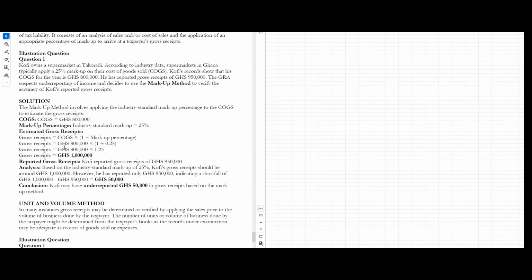Okay, good. So Kofi owns a supermarket in Takoradi. We have seen that. According to industry, supermarkets make an arm's length markup of how much? Meaning supermarkets in the area, on average, how much do they make? We said they make a markup of 25%. True or false? True, on their cost of sales.